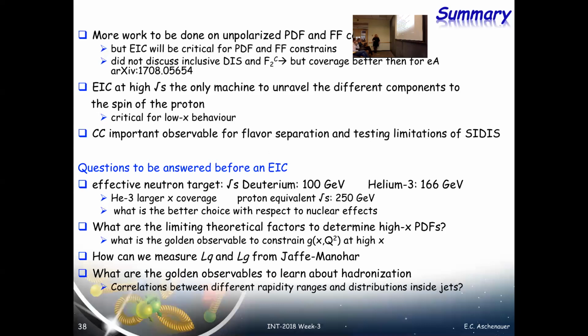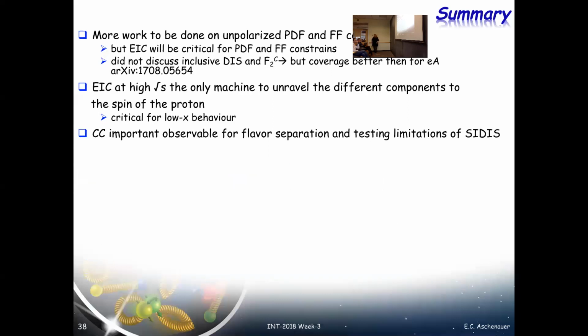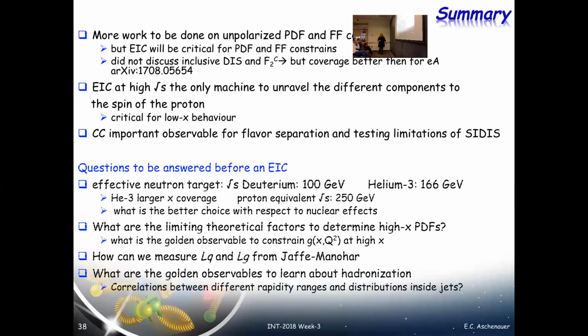But that is not the same as hadronization. And again, the question would be, what are the golden observables to learn about hadronization? Do we need correlation measurements between different rapidity ranges, forward, backward, and things like that? Distributions inside the jets? It would be nice to clarify these questions, because I think that would really bring us forward in what we want to write up for a further white paper. Thank you.